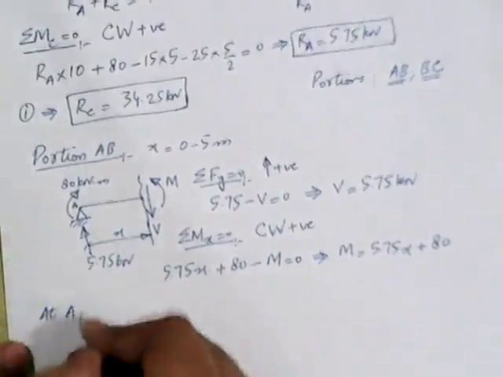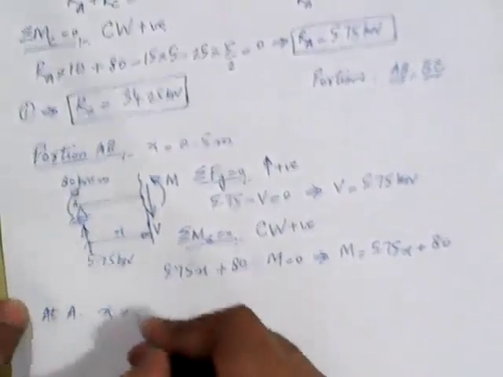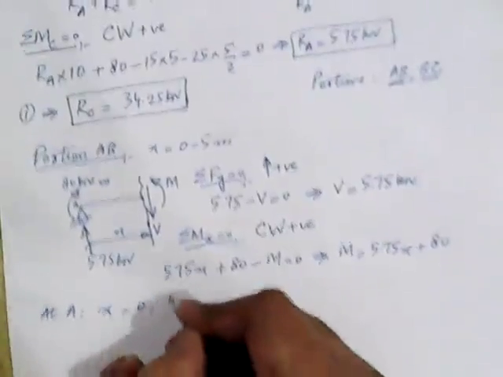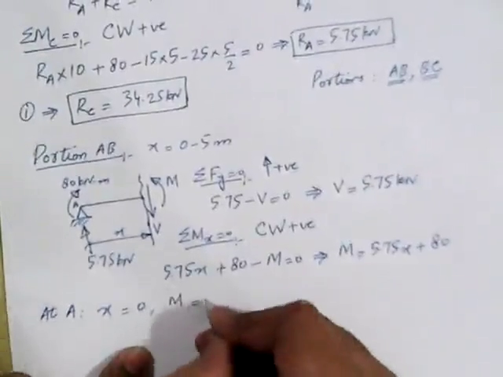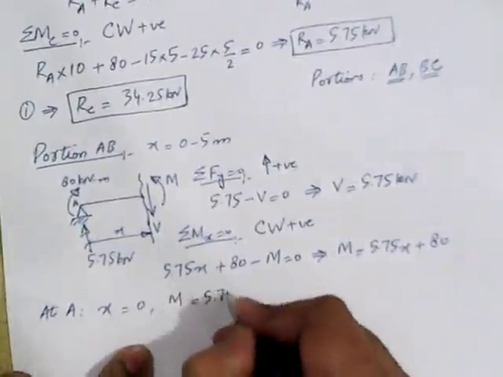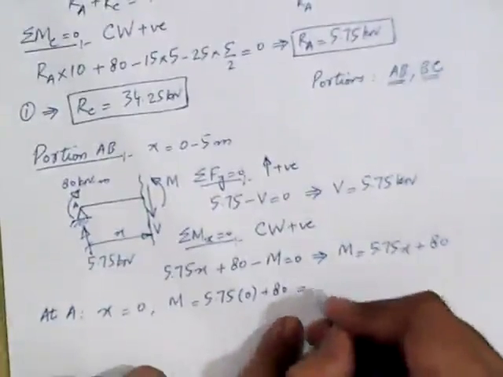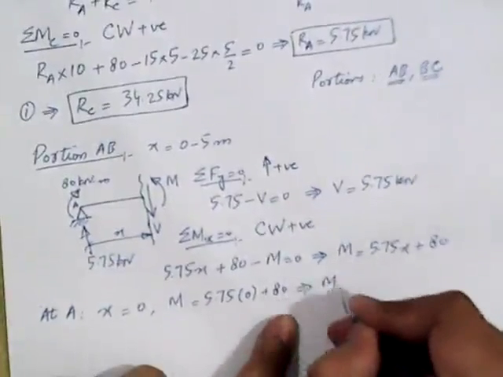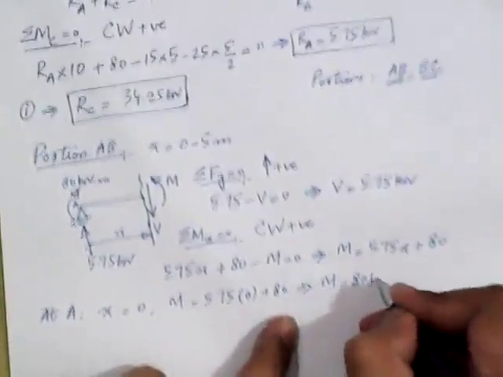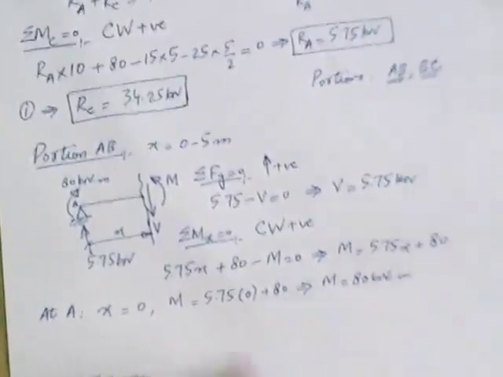At A, x is equal to 0, so M is equal to 5.75 into 0 plus 80. And this means that M at point A is equal to 80 kilonewton meter.